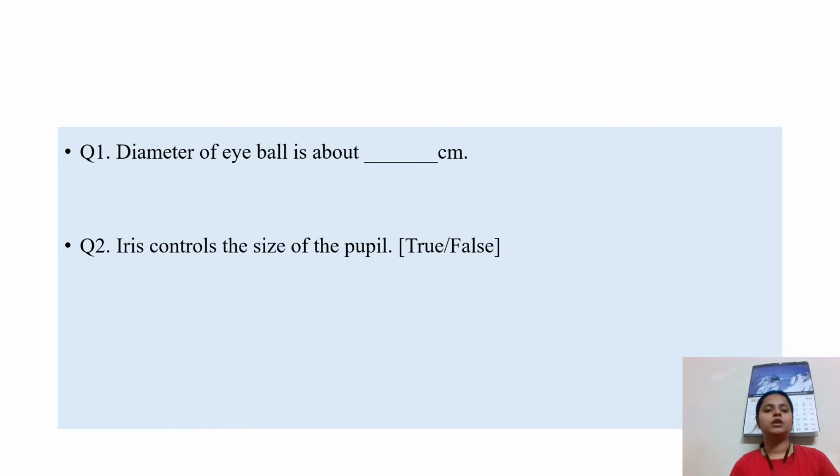So we are having a question here. Diameter of eyeball is about 2.5 centimeter, isn't it? We have studied here. You can also write down your answers in the chat box. I will look into there. Now the next question is, iris controls the size of pupil. Is it true or false? Yes, you are right. It's true. Very good, students. Now move ahead.